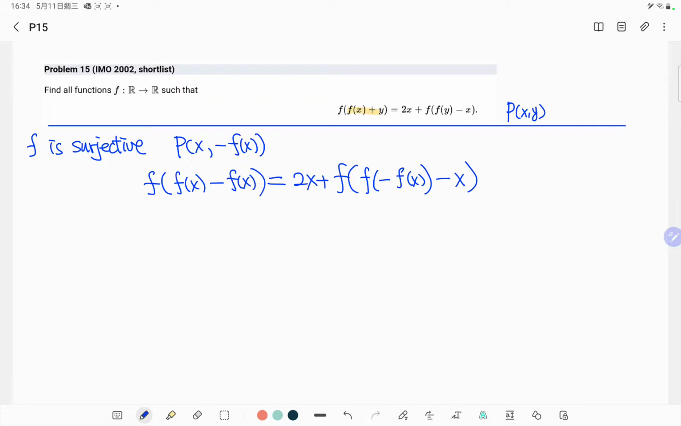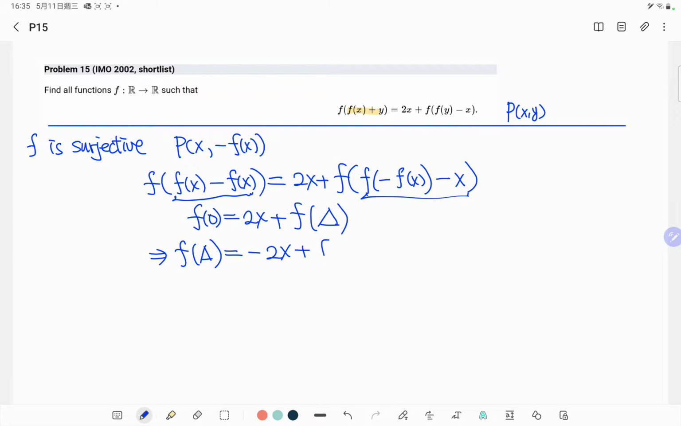Here we can observe that this one is actually a 0, so we have f of 0 on the left side equals 2x plus f of, this one looks horrible, but we don't really care what it is. We simply denote it as a triangle or delta. So in this case, we can have f of delta equals negative 2x plus f of 0. And since f of 0 is a constant and x can take arbitrary real value, the image of f should take all the values in the real number, which means f is surjective.